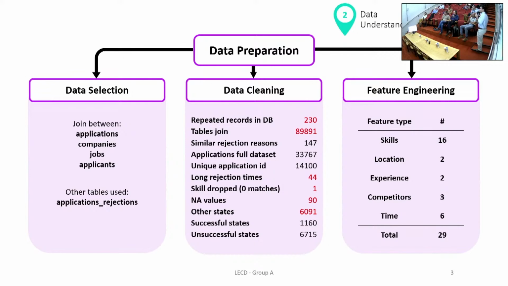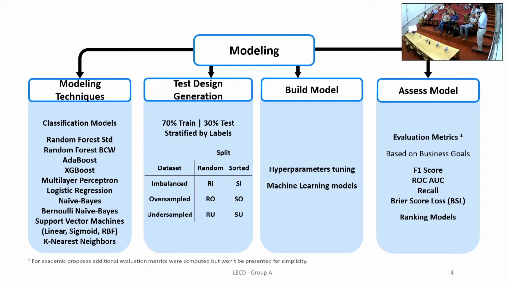Next, we entered the modeling phase. We considered 10 algorithms here. We had 6 data sets, which I'm going to explain in a few seconds. Then we obviously had to do hyperparameter tuning with machine learning tools and grid search. And we evaluated those models on 4 metrics: the F1 score, the ROC area under the curve, recall, and also the Brier score loss, which gave the quality of the applicant's application.